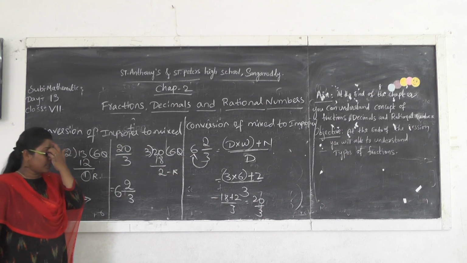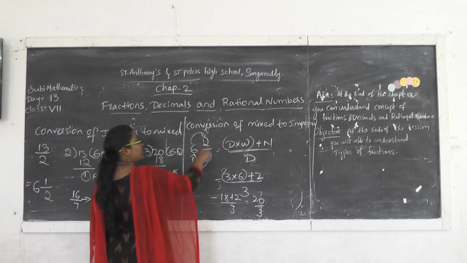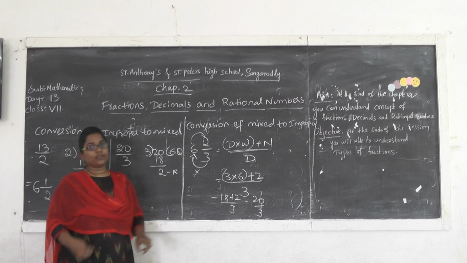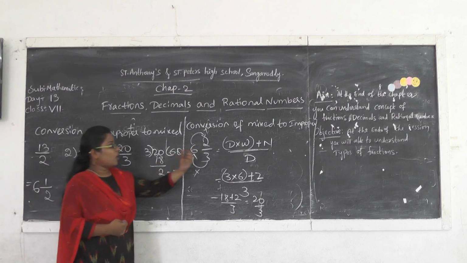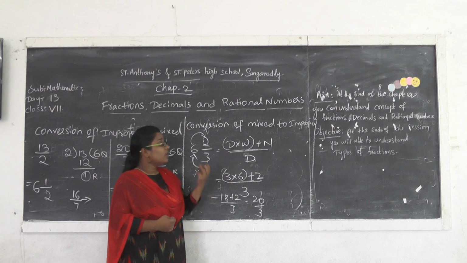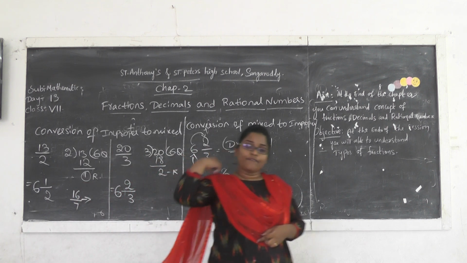Are you able to understand? The result of 3 into 6 is what we have to take, and the result we got should be added to the numerator value. Clear? So the denominator is as it is. Denominator into whole part plus numerator value. This way we have to convert a mixed fraction into an improper fraction.